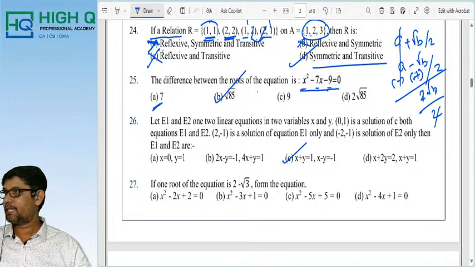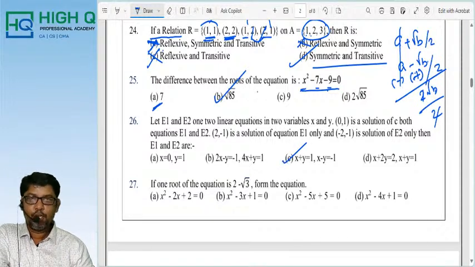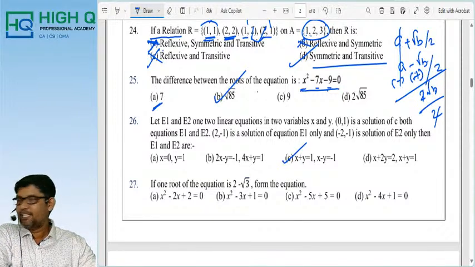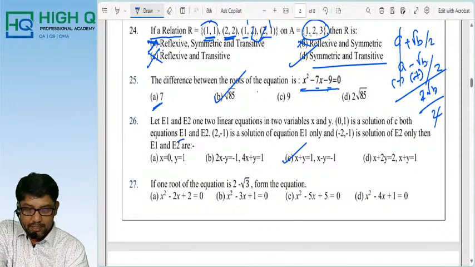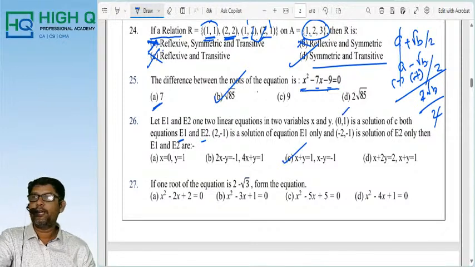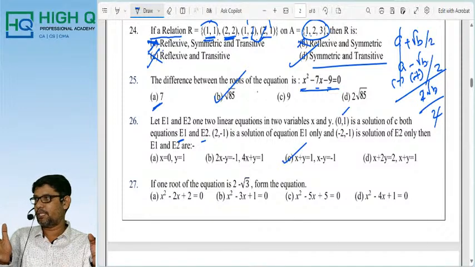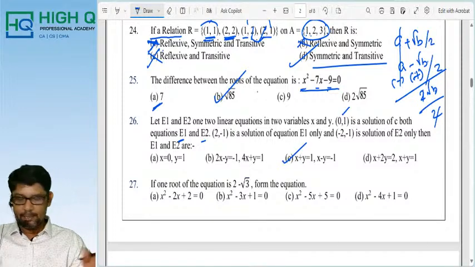Maybe option C is correct. I'll tell you, look at this. Theoretically, everything is given. There are two equations, named E1 and E2. Now, this (0, 1) is the solution set for both equations. That means (0, 1) satisfies both the equations.